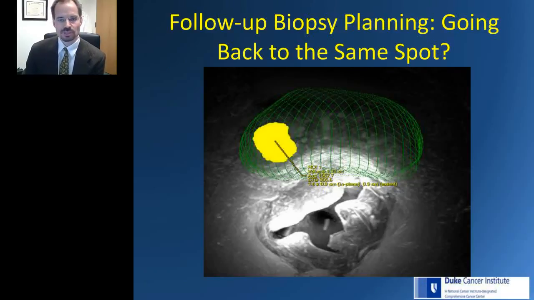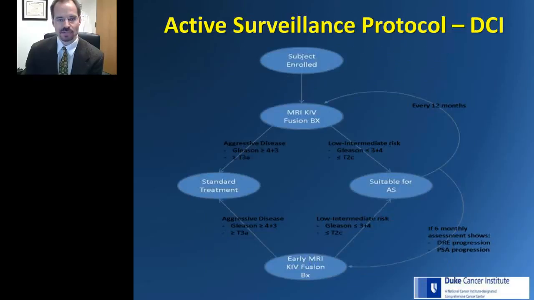So the fusion biopsy and multiparametric imaging has certain advantages other than hitting larger, more aggressive tumors. We can also map these things in three-dimensional space and go back for follow-up biopsy planning. We can go back to the same area, and I think that's something that's new that we haven't been able to do before.